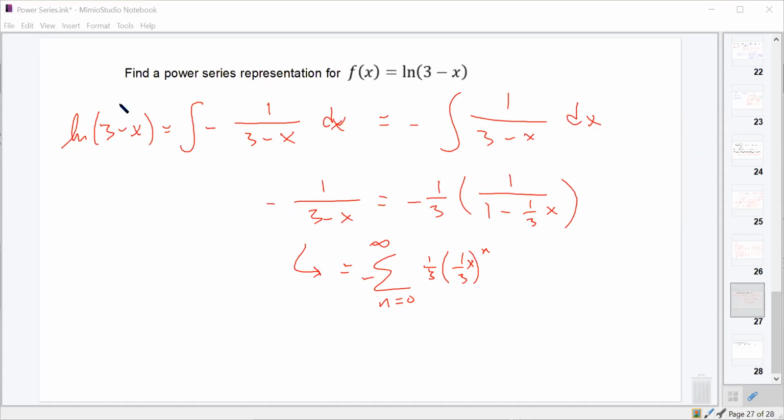Yeah, so the first part's not 1/3 to the n because all I did was turn 1 over 3 minus x into 1/3 of 1 over 1 minus 1/3 x. And so the thing that gets raised to the power of n is only what we've replaced x with in our original 1 over 1 minus x power series. Does that make sense?